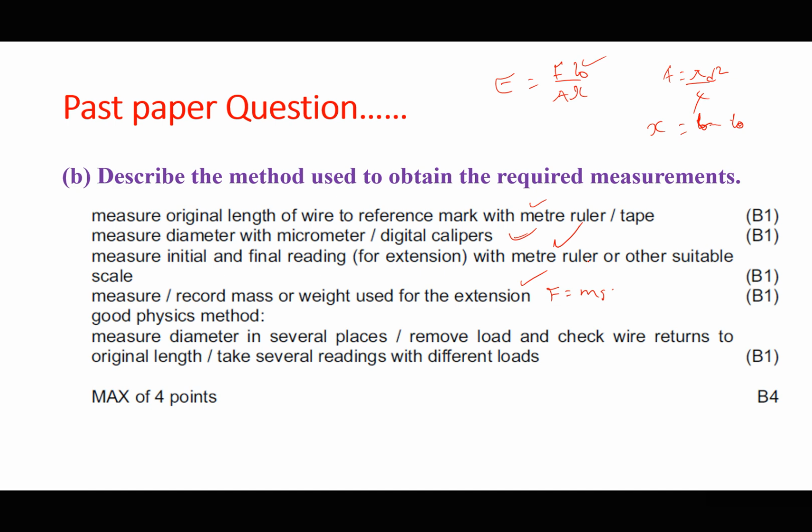That is easy. Then measure the diameter. Of course, I mentioned that to measure the diameter, we measure the diameter at different points, at several points along the wire, and obtain the average. That will be the best diameter.